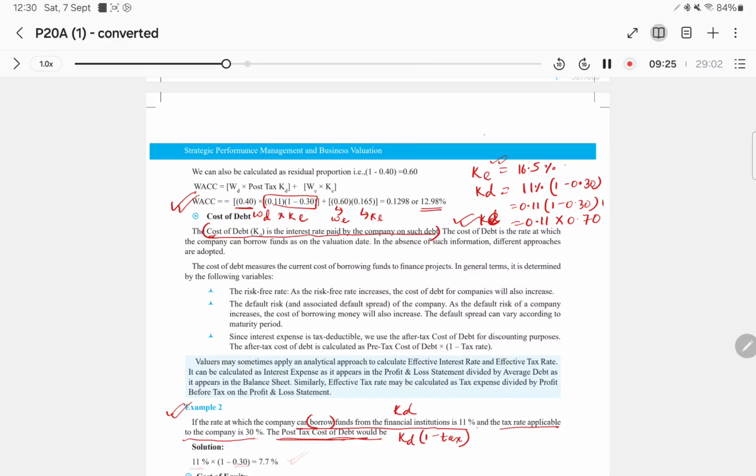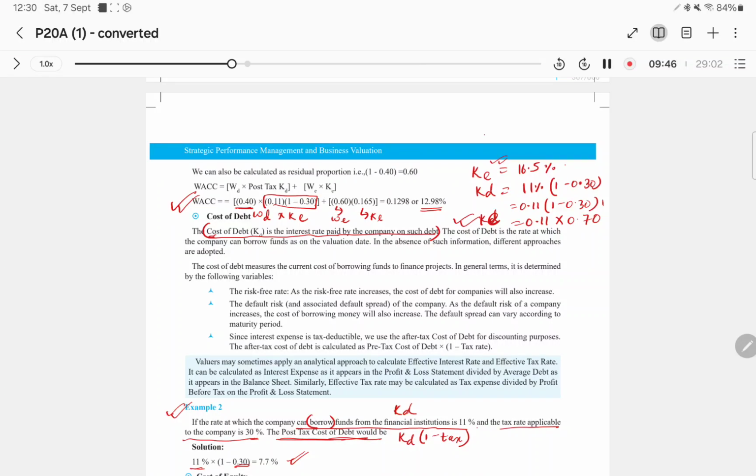This is a simple question. You can go with it. KD is given 11%, tax rate is given 30%. So KD into 1 minus tax rate, and the answer is 7.7%. Okay, we are proceeding further. Now cost of equity is KE, what I taught you about.